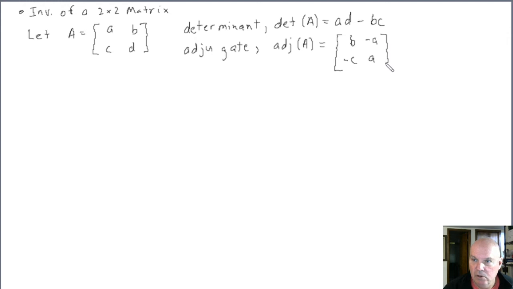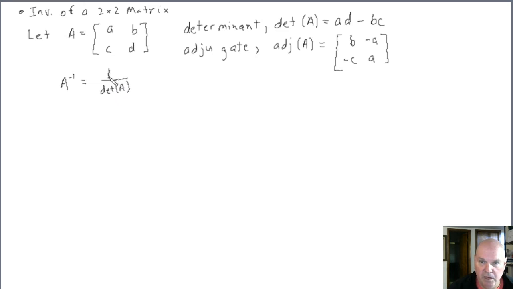Now, just like for the determinant, there's a definition of the adjugate that exists for larger square matrices, and we'll see that in a later chapter. But these are the definitions for a 2 by 2 matrix. And then the inverse of a 2 by 2 matrix is 1 over the determinant.